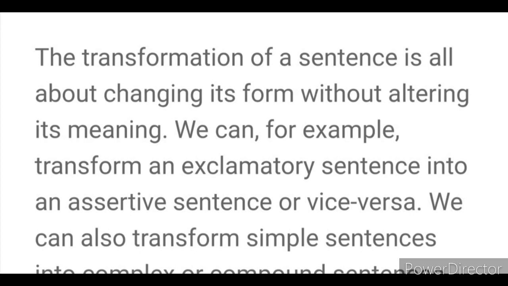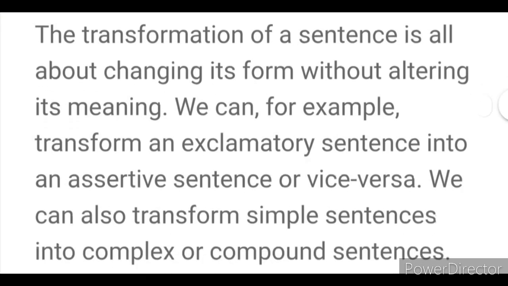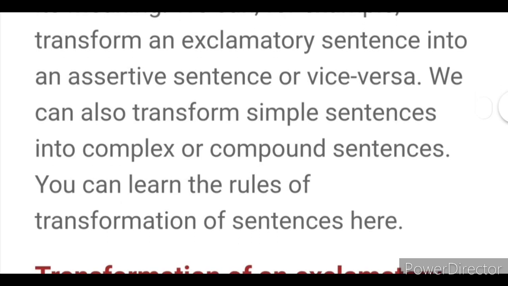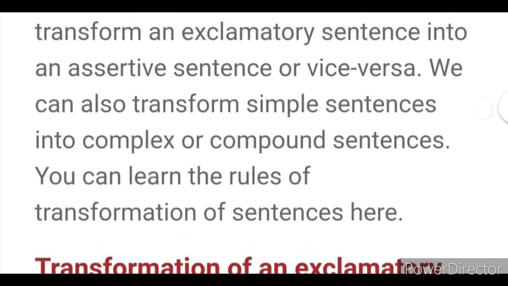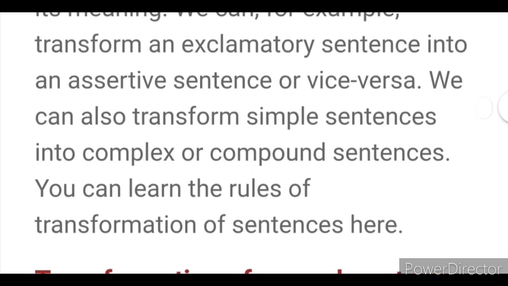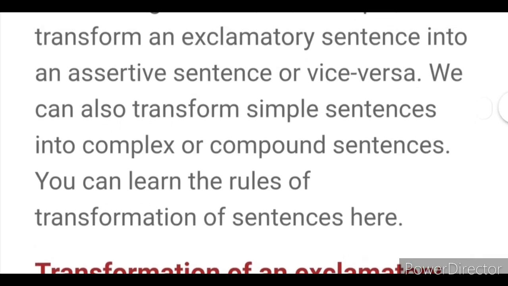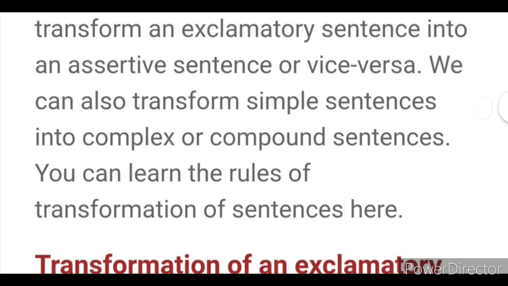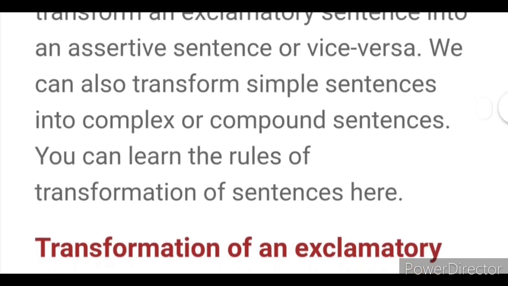So on your screen, you can see the topic of transformation of a sentence. Now, what it says is that the transformation of a sentence is all about changing its form without altering its meaning. Remember that the meaning should not change, only the sentence will be transformed. We can, for example, transform an exclamatory sentence into an assertive sentence. Exclamatory means something which provides an exclamation or generates a surprise, anger, fear, amazement. So something which has to do with an exclamation. So exclamatory sentence changes into an assertive sentence.